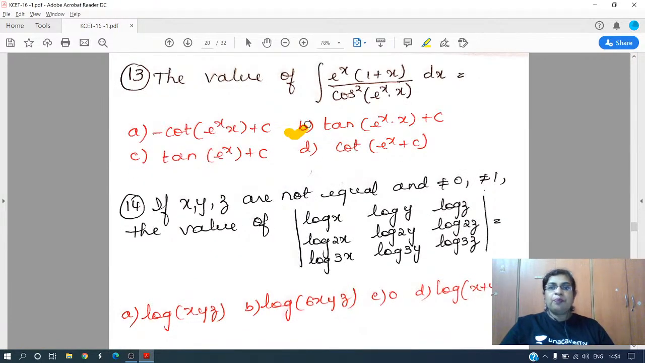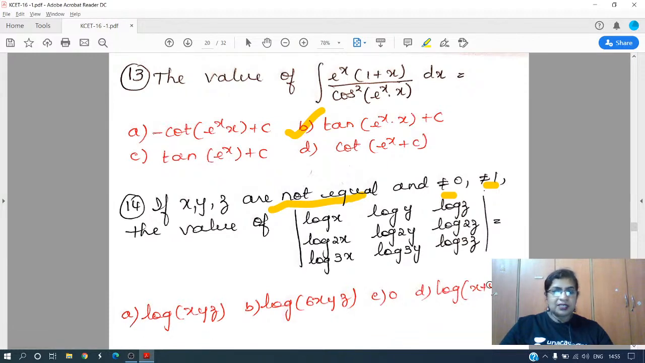So here we have B option for this 13th question. Shall we take one more question? Okay, we'll take the 14th question here. If x, y, z are not equal and not equal to 0, not equal to 1, then what is the value of the determinant with rows log x, log y, log z; log 2x, log 2y, log 2z; log 3x, log 3y, log 3z? What is the value here?